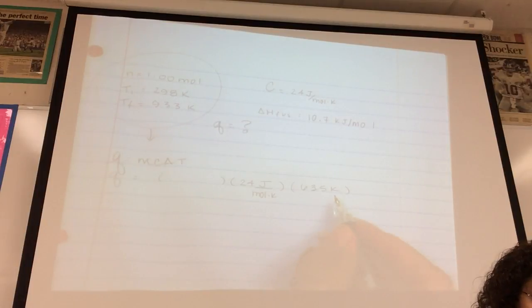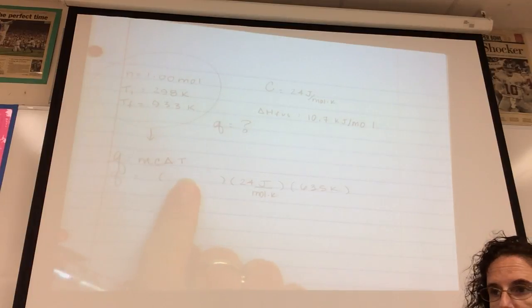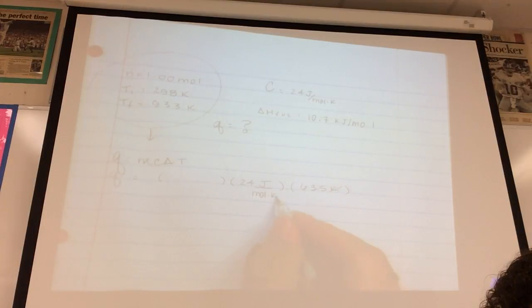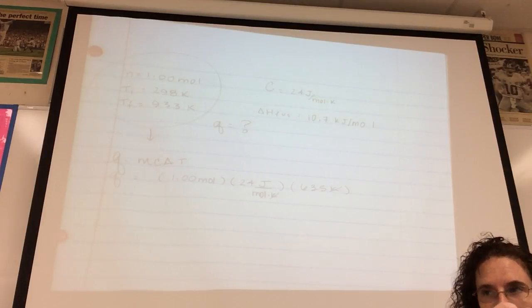Wait, so the big C you can put in for the little C? As long as you put moles here. Oh, okay. And this was 1 mole, right? Yeah. So they gave it to us in joules per mole. So I'm letting my units drive me home.